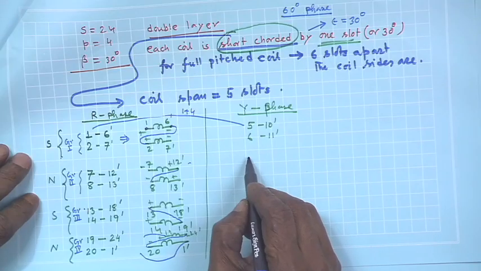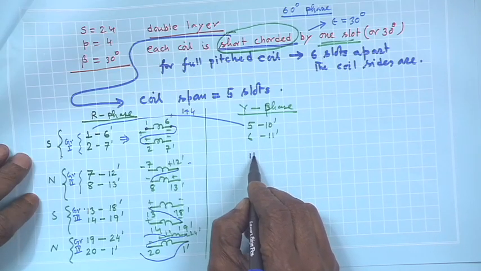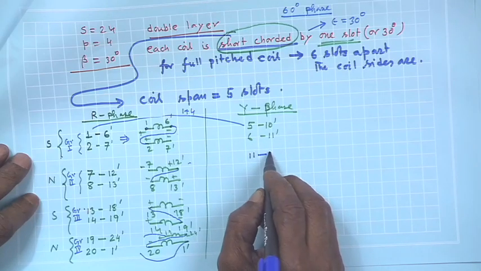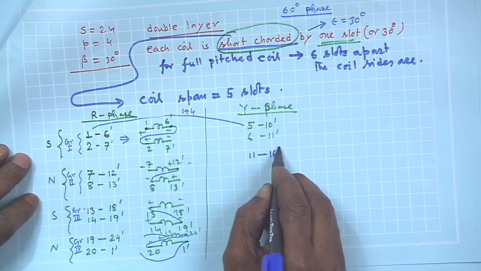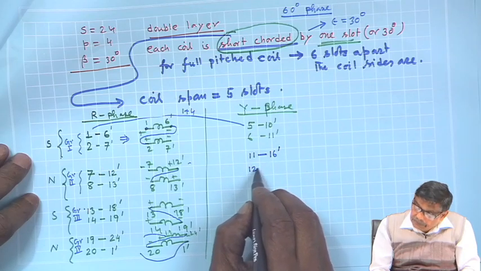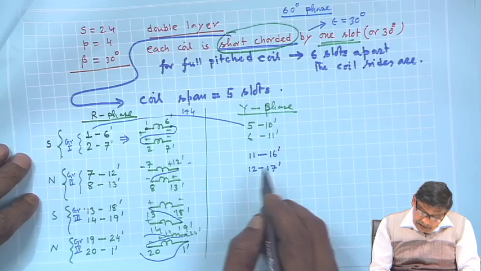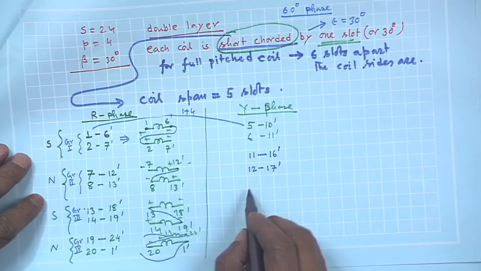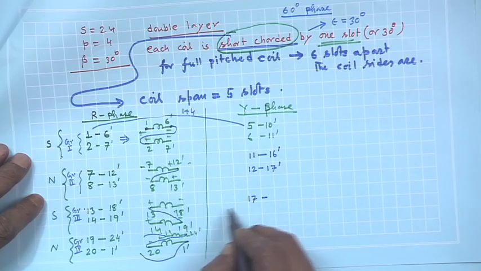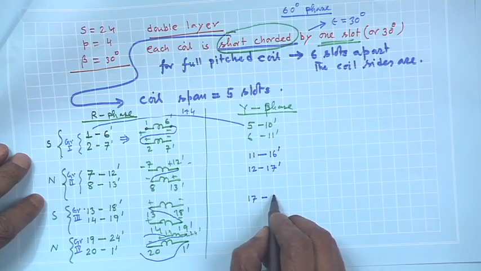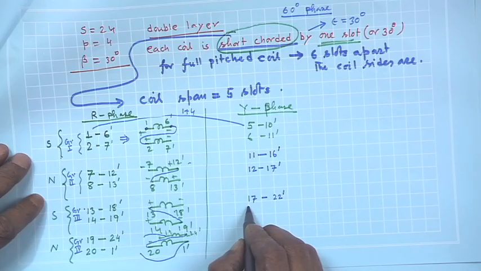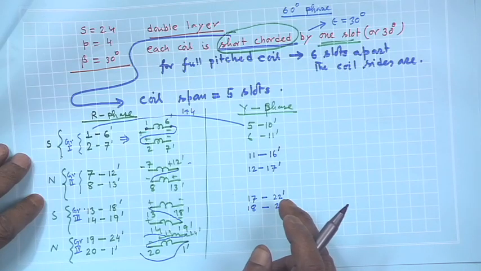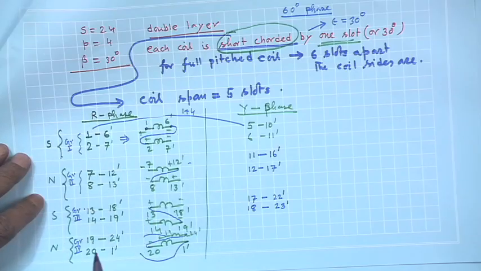Similarly, group 2 of this will be 11, 5 plus 6 is 11, and 11 plus 5 is 16 dashed, then 12 to 17 dashed, and here it will be 13 plus 4, that is 17, and then plus 5, 22 dashed, and 18 to 23 dashed. So, altogether there are 24 coils.